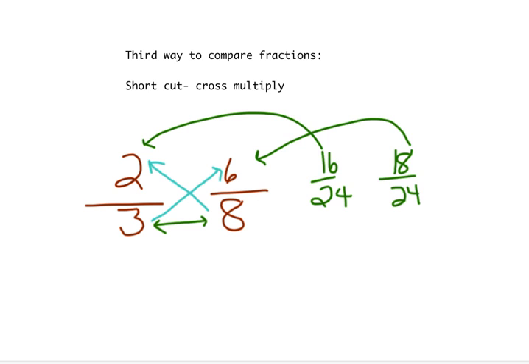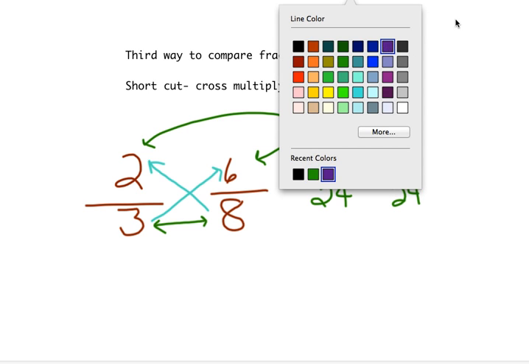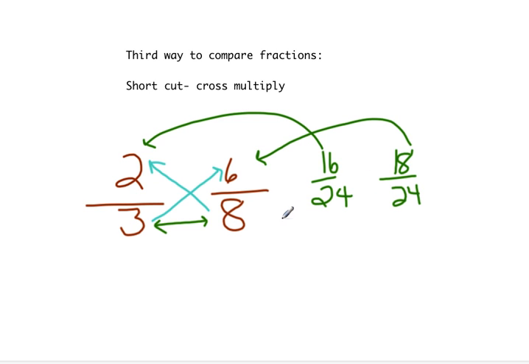So which fraction would be the largest? 6/8, because 3 times 6 is 18. 2 times 8 is 16. I cross-multiplied the denominators so that they're both 24. The 18, which belonged to 6/8, is the larger fraction.